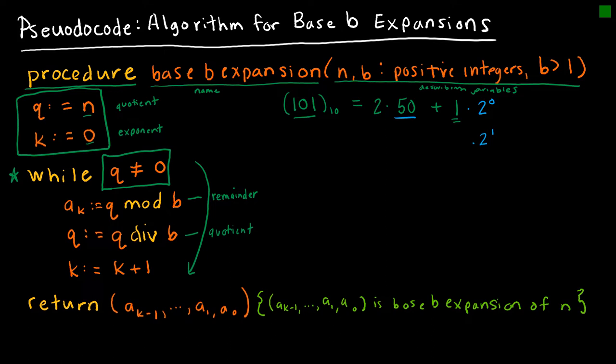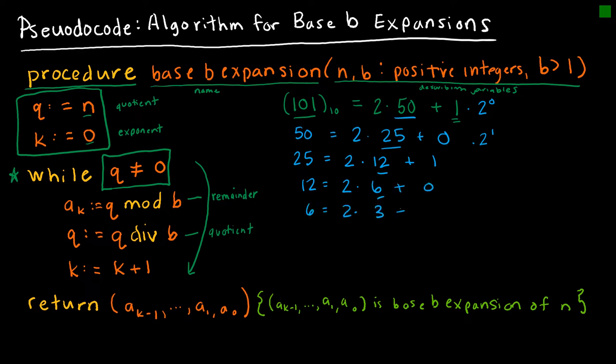So let's go ahead and follow it. Again, this would be 50. And then 50 would be 2 times 25 plus 0. And again, that's the implied times 2 to the first. Then I would take the 25. 25 is 2 times 12, which is 24, plus 1. I'm taking the 12, which is 2 times 6 plus 0. I'm taking the 6, which is 2 times 3 plus 0. I'm taking the 3, which is 2 times 1 plus 1.